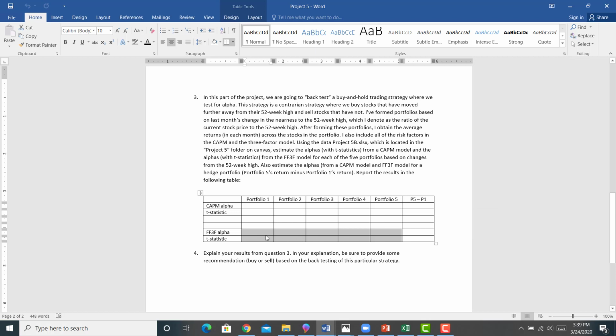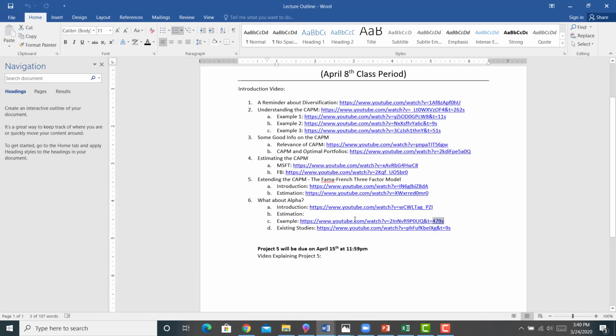You're going to obtain the alphas. You're going to report the t-statistics. And I also want you to estimate in this column out here something called the hedge portfolio. I explain this and go through a very careful example in 6C on the lecture outline. Okay, so I explain this there.